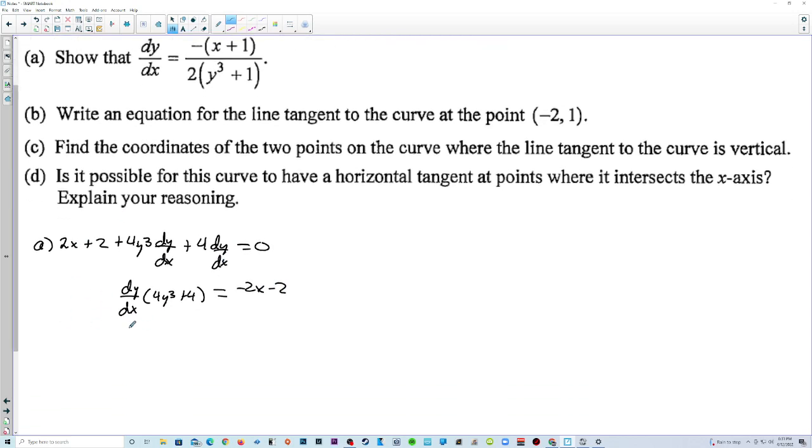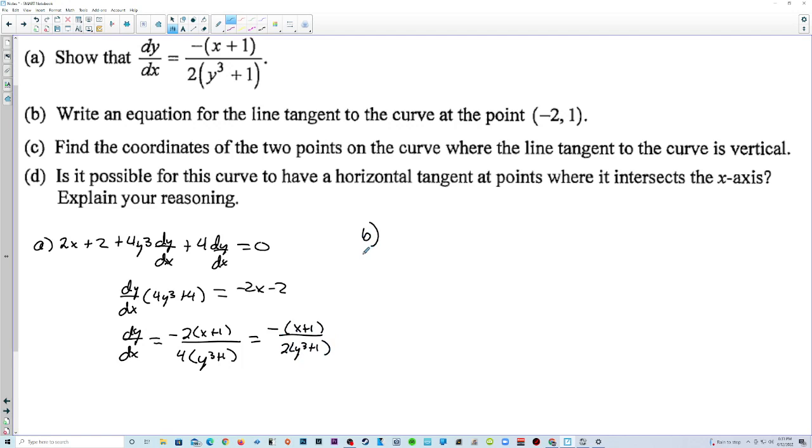And then we have to divide. So negative 2 times x plus 1. We can factor out a negative 2 over, and we can factor out a 4. So we have y to the third plus 1, and we're going to get the version that they want. Negative x plus 1 over 2 times y to the third plus 1.